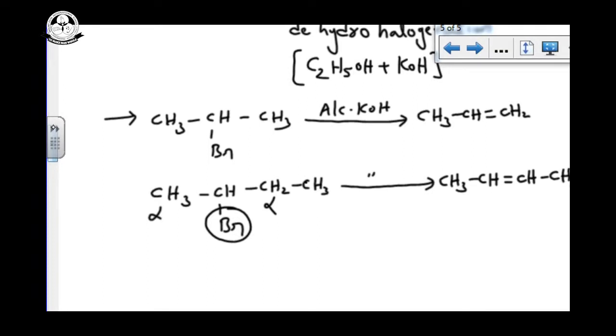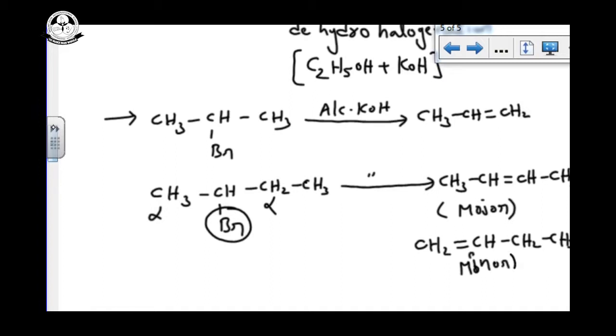Already we have seen which is the major product and which is the minor product. According to the Saytzeff rule, this is the major product. And what is the minor product? CH2=CHCH2CH3. In the above mechanism we already explained why it is major and why it is minor. That depends upon the carbocation.